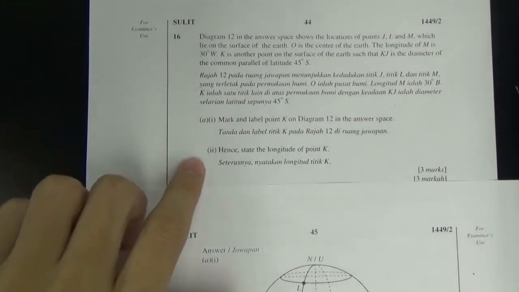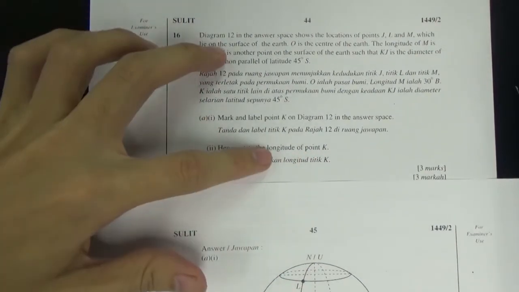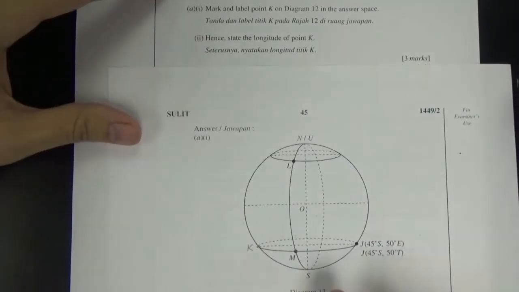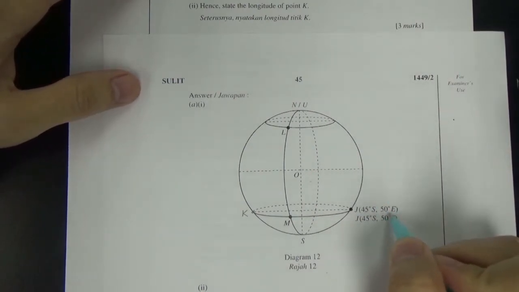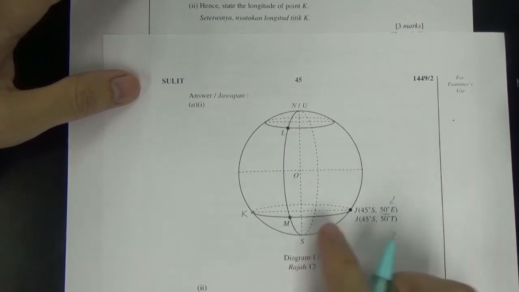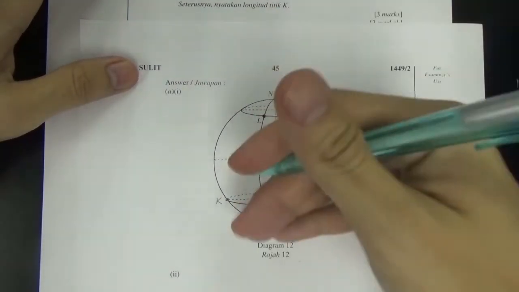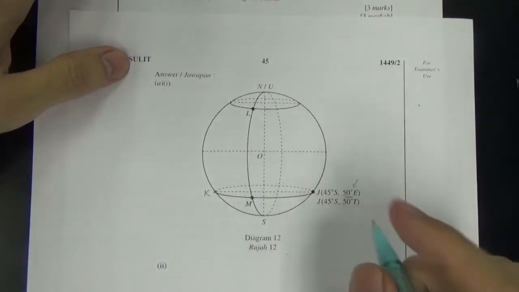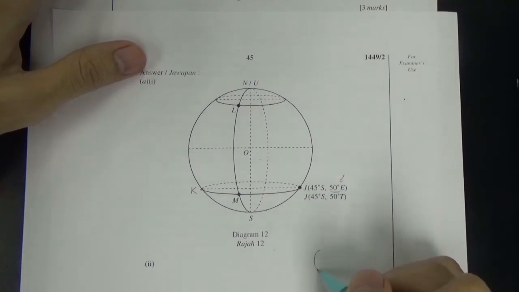Now let's look at A2. Hence state the longitude of point K. Now longitude, okay, so is it east, west, how many degrees? K is kind of opposite to J. We know the longitude for J is 50 degrees east. So it's easier if we draw a small diagram to indicate which is viewed from the north, and then we can label J, and we can see K and J in the opposite side of the circle. So let's go ahead and do it. So let's do it here, a small circle.